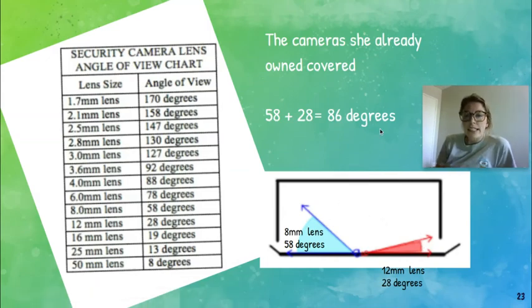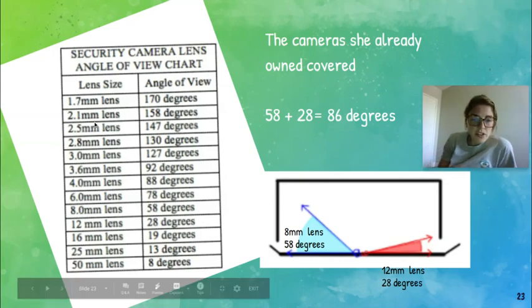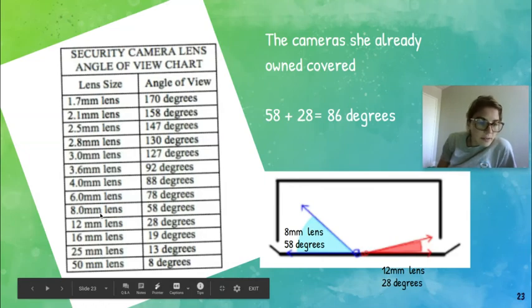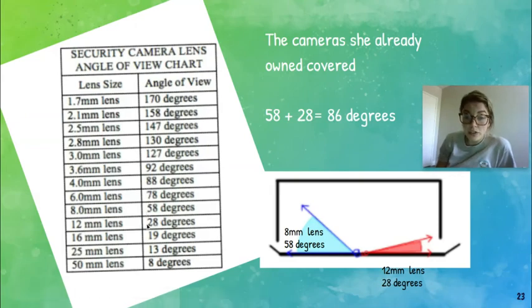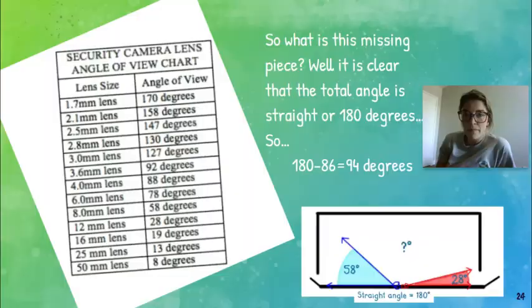So she has 86 degrees out of 180 of her store being recorded, but she still needs those 86 degrees. So she found this chart here, and she saw she has an 8mm lens, which covers 58 degrees, and she has a 12mm lens that covers 28 degrees, 58 and 28, okay? So what is the missing piece?